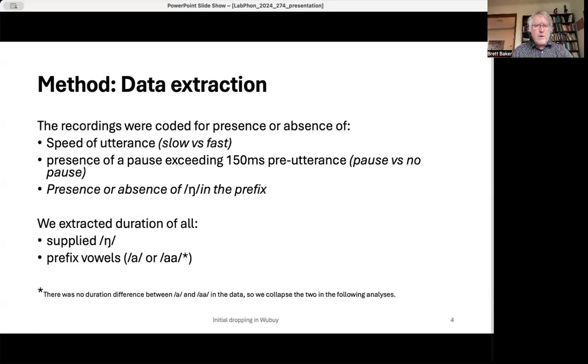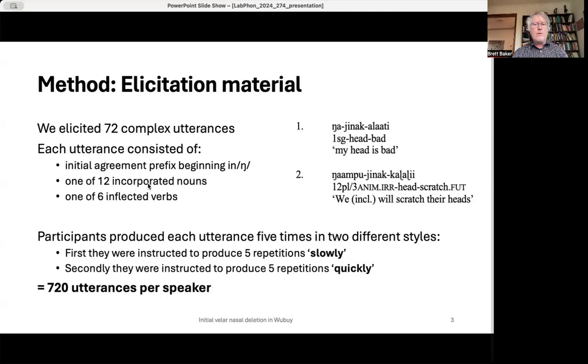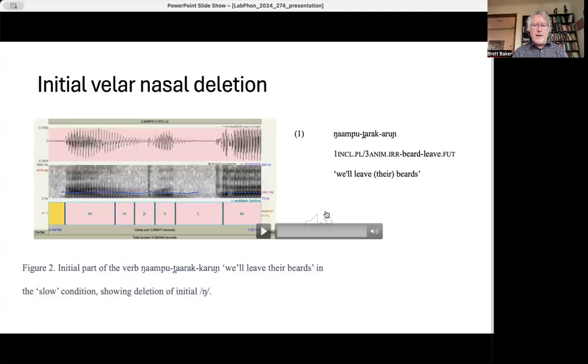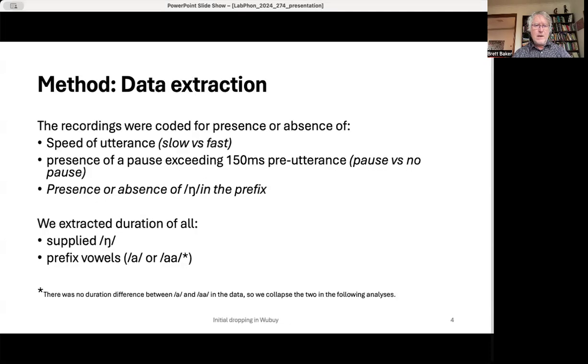So we coded the utterance for the presence or absence of velar nasal in the prefix, and also 2 kinds of conditions. Firstly, whether the utterance was produced slowly or fast, and secondly, for the presence of a pause exceeding 150 milliseconds before the utterance. We also extracted the duration of all the supplied velar nasals and all of the prefixal vowels.